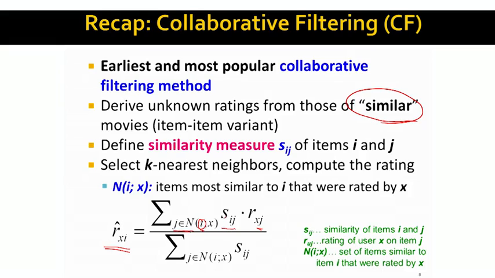The idea is that if movies I and J are very similar, then Sij will be high, so the rating that user X gave to movie J will have a high weight. If movie J is of low similarity with I, then the rating of user X for movie J will have a low weight in this summation. And then at the bottom, we just normalize. This is one way we can compute the rating based on collaborative filtering.